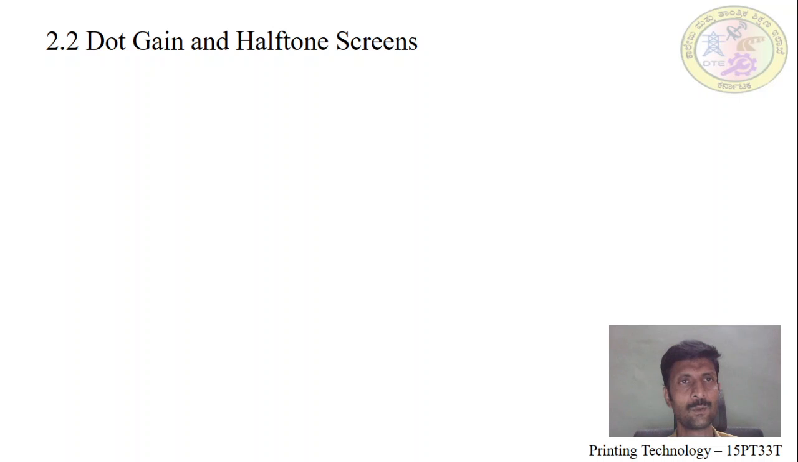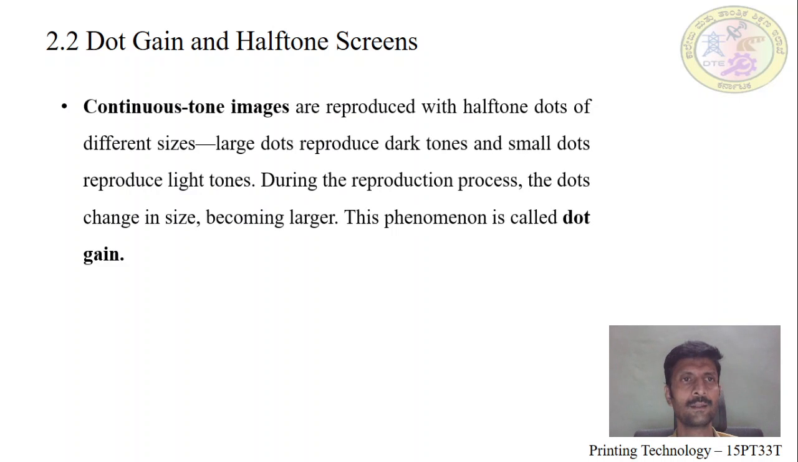Next, we will see what dot gain and halftone screen are. Continuous tone images are reproduced with halftone dots of different sizes. Whatever we see in the photographs, if you want exactly that on the paper, the continuous tone must be broken into halftone dots with the help of halftone screens. Otherwise, we will not get a fine quality output.